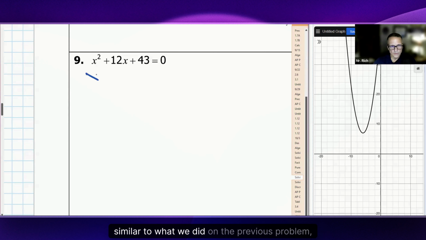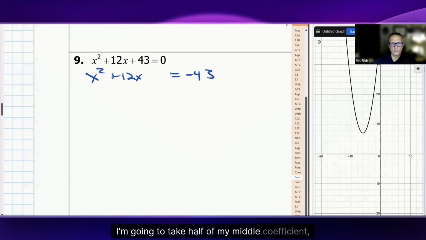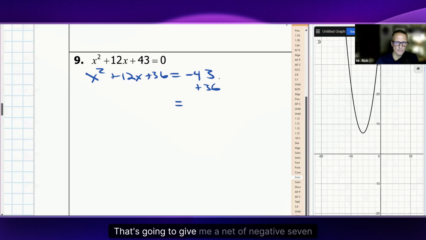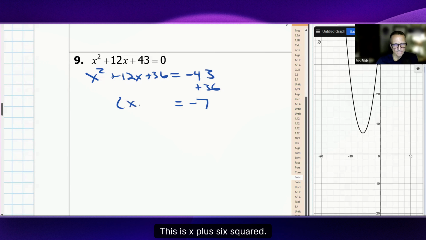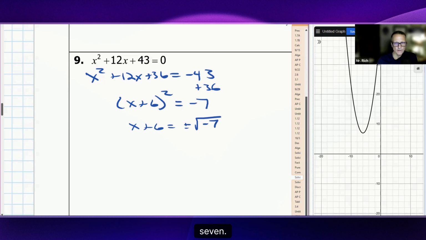Similar to what we did on the previous problem, I'm going to move the constant to the other side, negative 43. I'm going to take half of my middle coefficient and square it. Half of 12 is 6, and 6 squared is 36. So I add 36 there, but I must also add 36 on the other side. That's going to give me a net of negative 7 over here. This is x plus 6 squared when you factor that. Square rooting both sides, I get plus or minus the square root of negative 7.